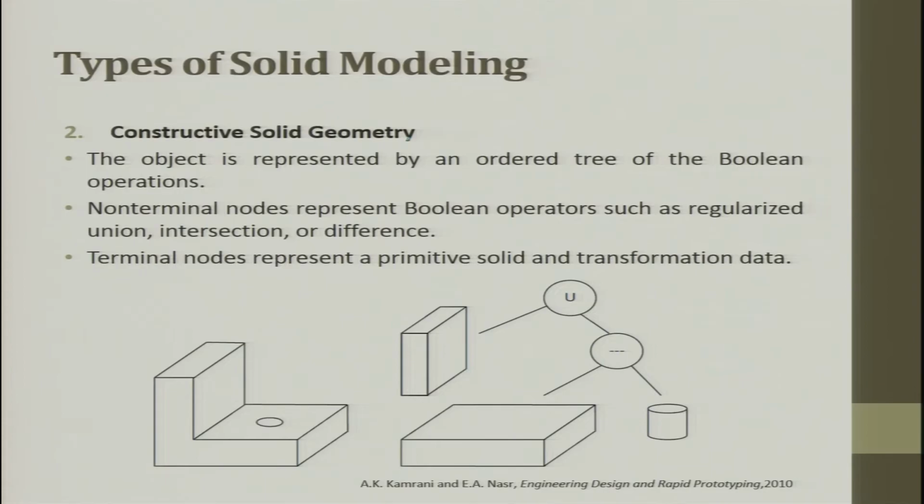Next is constructive solid geometry, which we discussed. Constructive solid geometry is the representation by an ordered tree following a Boolean operation. You try to get the solid model. Non-terminal nodes represent Boolean operations such as regularized union, intersection or difference. The terminal nodes represent a primitive solid and the transformation data. So, this is how it is. The solid can be drawn through constructive solid geometry. It is not a unique way, there are several ways. You can use several Boolean operations to represent a solid.